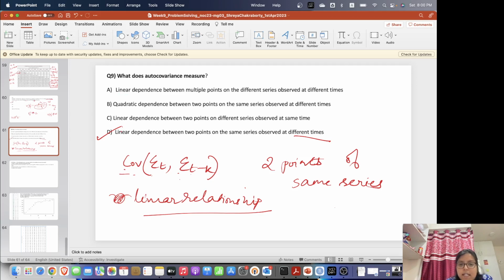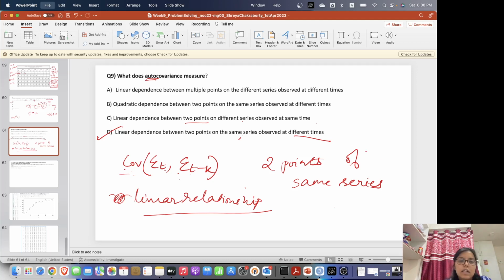First thing is it is a linear dependence. So A, C and D. It could be between multiple points, but covariance usually we take pairwise between 2 points, so it's not between multiple points, it's between 2 points. Covariance between x and y, always we have heard of that. And is it the same series or a different series observed at the same time? No, because it is auto, it means same series but observed at different time points.